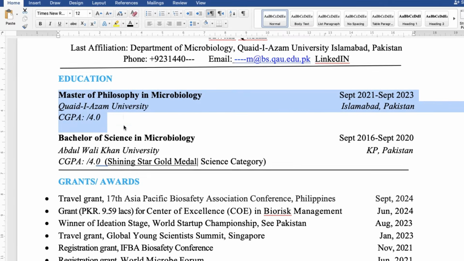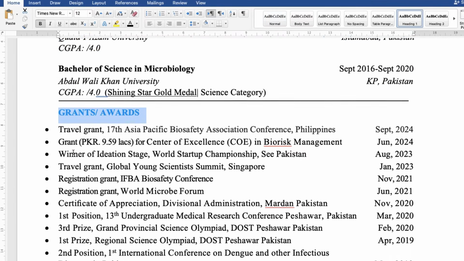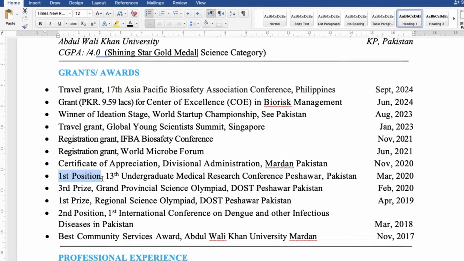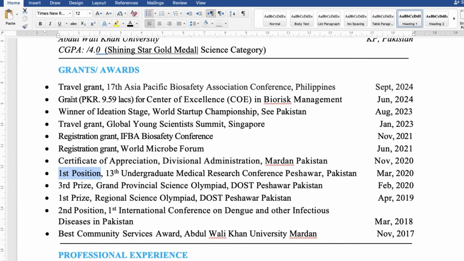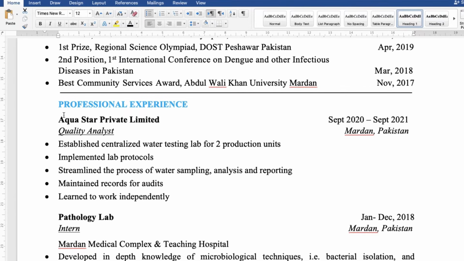Okay, then you mention education, and then grants and awards. For example, if you competed in some competition and secured first position, this is also an award. And travel grants also come under grants and awards. Honors, you can also see, grants, awards, and honors. There are a lot of things you can mention.